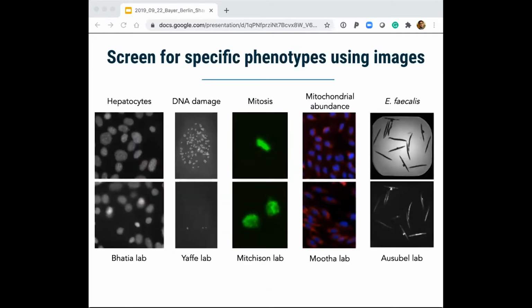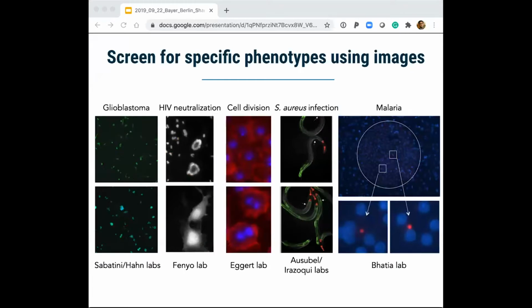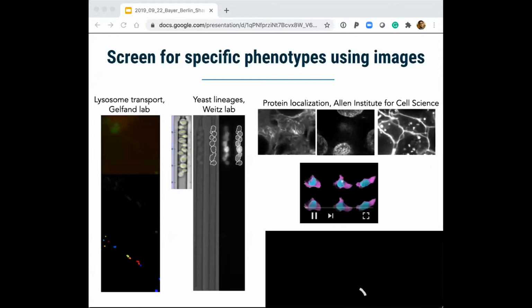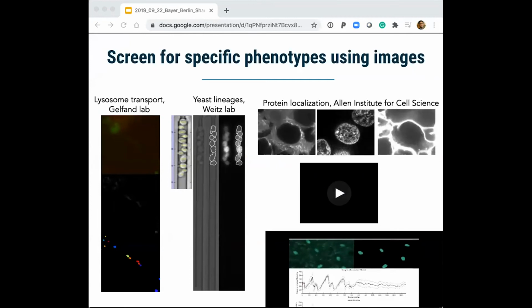So those were 2 examples, but we've used image-based screening in many projects, and I'll just display a range of applications we've worked on. We've used images for counting hepatocytes, counting speckles of DNA damage, scoring failed mitoses, measuring mitochondrial abundance, counting worms killed by pathogens, measuring how fat C. elegans are, measuring TAR pathway activation, meiosis markers, metastasis, and others like neurofibrous structure in glioblastoma to infection by liver stage malaria, and many more. And we've also done this in multidimensional images, including time-lapse and 3D images.